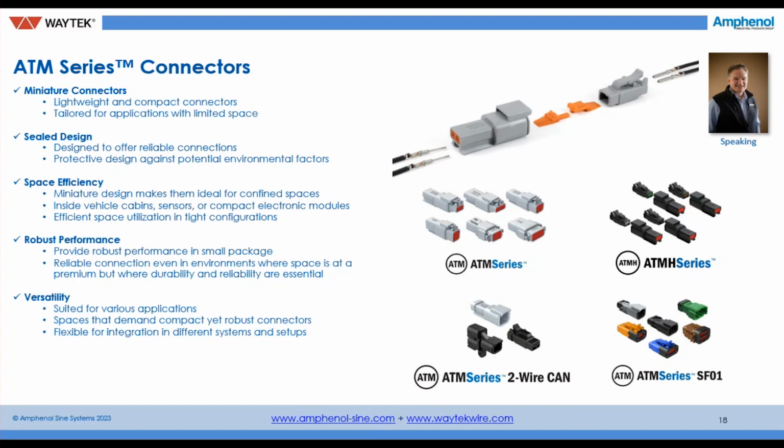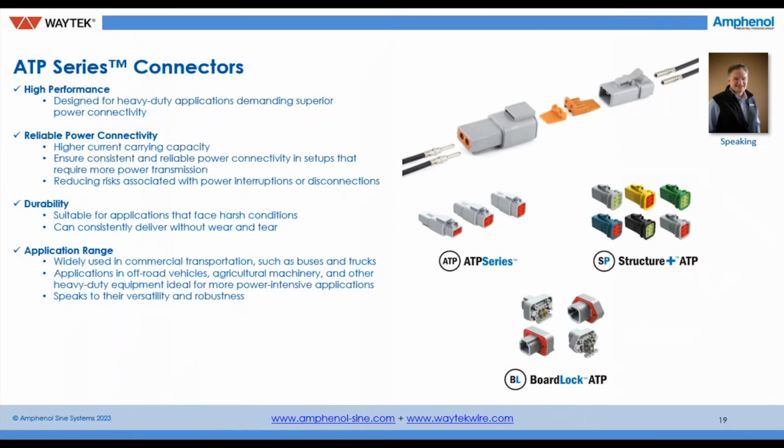And on the next slide, when we look at ATP, well, think of that P, think of power. So we started with AT 13 amps, ATM 7.5 amps. Now we're at 25 amps of power. So this is going to be a connector that's going to come and be offered in a 2, a 4, and even a 6 position. So 25 amps of power, 6 position circuit.